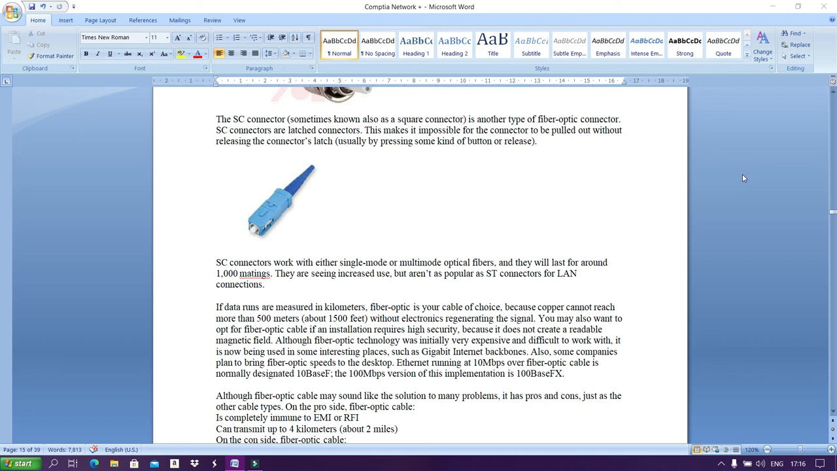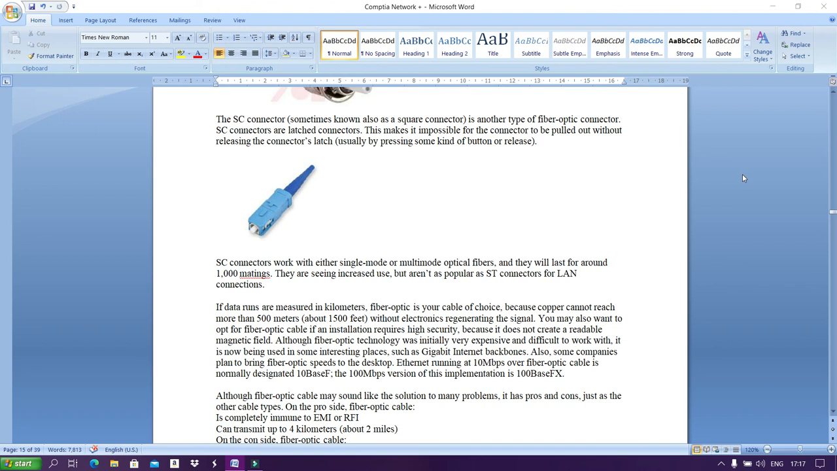If data runs are measured in kilometers, fiber optic is your cable of choice because copper cannot reach more than 500 meters, about 1,500 feet, without electronics regenerating the signal. You may also want to opt for fiber optic cable if an installation requires high security because it does not create a readable magnetic field. Although fiber optic technology was initially very expensive and difficult to work with, it is now being used in some interesting places such as gigabit Ethernet backbones.